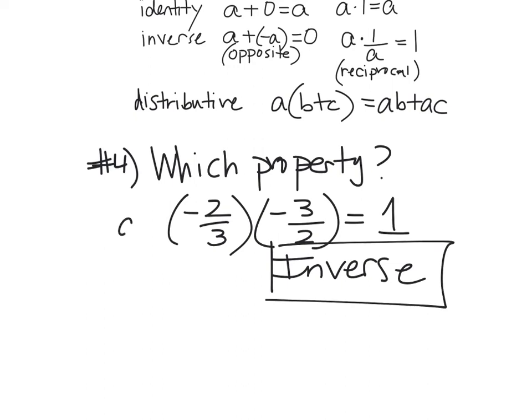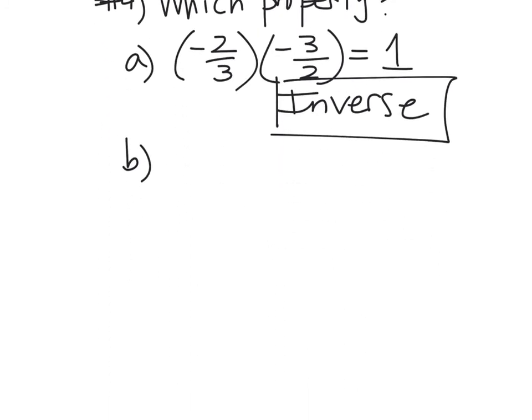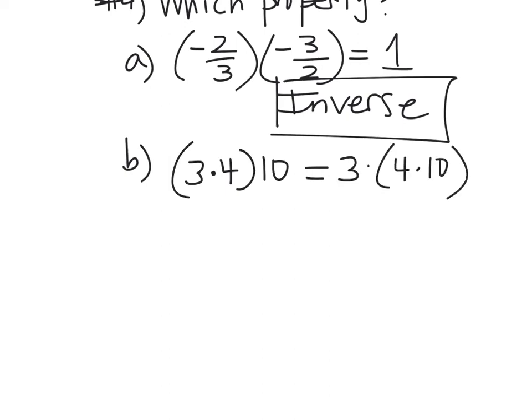All right, let's try another one. Letter B. Here's one. 3 times 4 times 10. And maybe instead you don't want to do it that way. You'd rather do 3 times 4 times 10, grouped differently. That might be an easier way to solve it. But there's a property that says that those are equal to each other. And what property would that be?